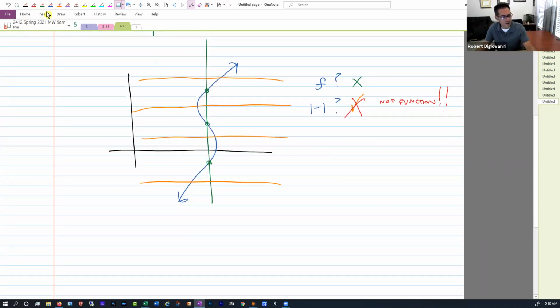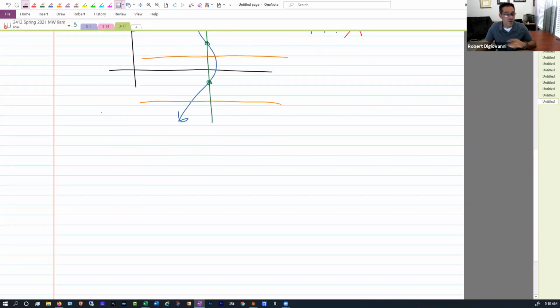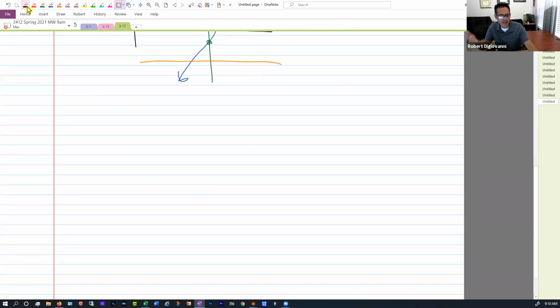Okay, good. That's the most common mistake I see, is people will just do the horizontal line test and forget about the fact that it has to be a function. I expected that to happen, Samuel, so don't feel bad about it.